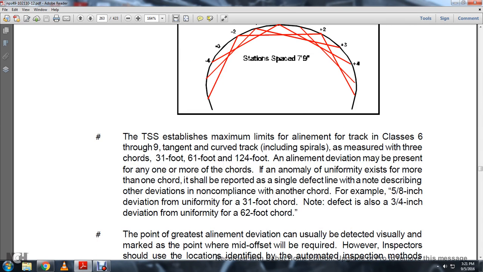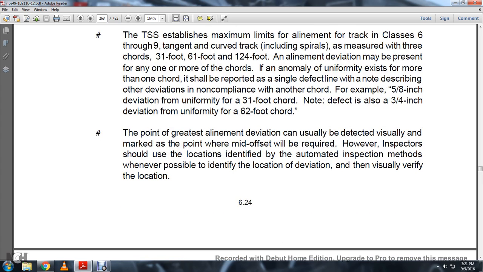The track safety standards establish maximum limits of alignment of the tracks in class 6 through 9. Tangent and curved tracks, including spirals, are measured with the 3 chords, the 31, 62, and 124 foot. The alignment deviation may be present for more than one chord. The anomaly of the uniformity exists, and for more than one chord shall be reported with a single defect within the line, noting and describing other deviations, non-compliance with another chord. For example, the 5/8 of an inch deviation uniformity of a 31-foot chord. Note that the defect is also a 3/4 of an inch deviation uniformity of the 62-foot chord.